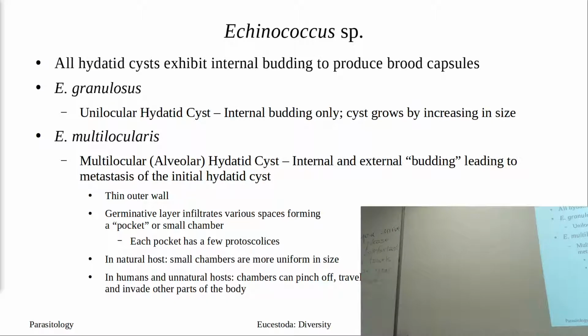But yeah, the liver tends to be the primary site of infection. With Echinococcus granulosus, the lungs are also a popular site. Right. You get this?